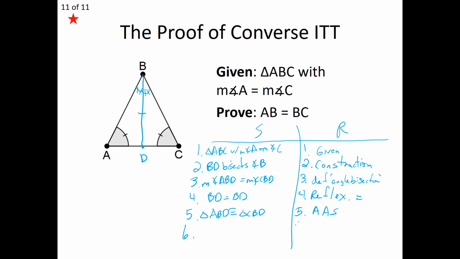What can we do then with congruence? We can invite our very best friend to the party, which is CPCTC. So what is it that I'm going to conclude about these two triangles? I know that they have an equal pair of sides that correspond, AB and BC. So thus, given a triangle with two equal angles, we know the sides opposite those two angles must also be equal, which again is the proof of the converse of ITT.